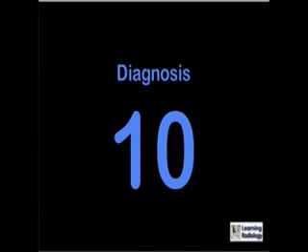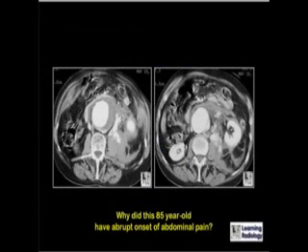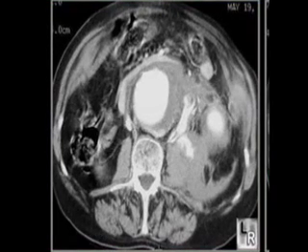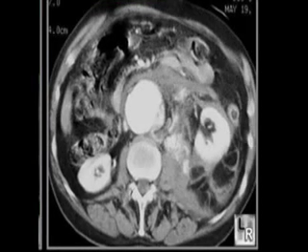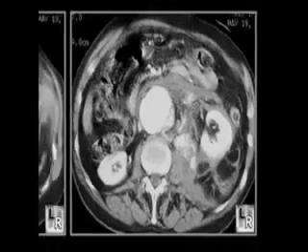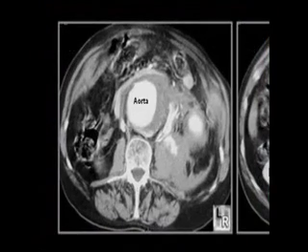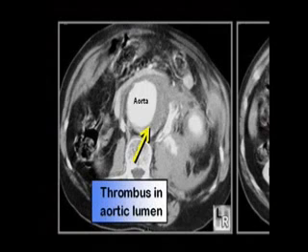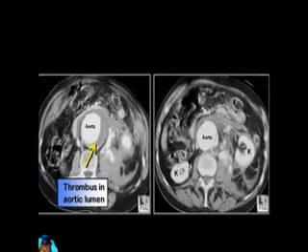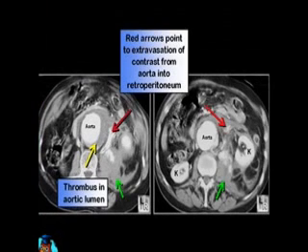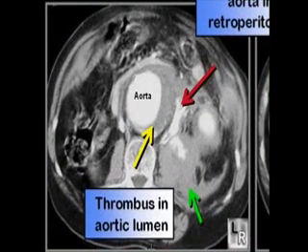Why did this 85-year-old have an abrupt onset of abdominal pain? You're looking at two contrast-enhanced CT images of the abdomen. There is thrombus, which is demonstrated by the yellow arrow, that separates the contrast in the aorta from the wall of the aorta, but that's not what the big problem is. The big problem is that the material to which the red arrows are pointing is contrast, which has actively extravasated from the aorta into the retroperitoneum.